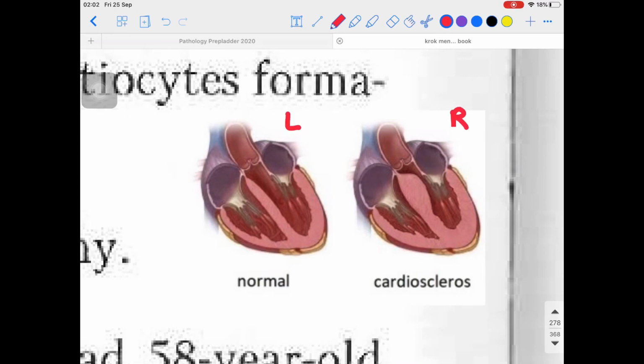So in the left side diagram, you can see that everything is fine over here, but in the right side, let's say that happened after the MI attack. What happened over here is that you can see the ventricle septum. Between the two ventricles, the septum is having the bigger size over here, isn't it? So what is actually happening?